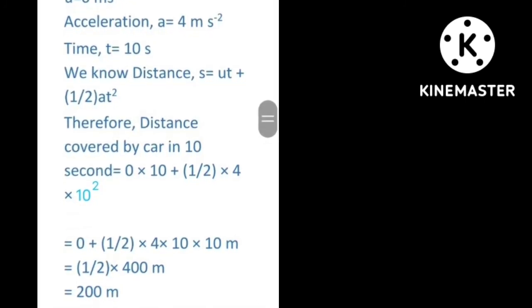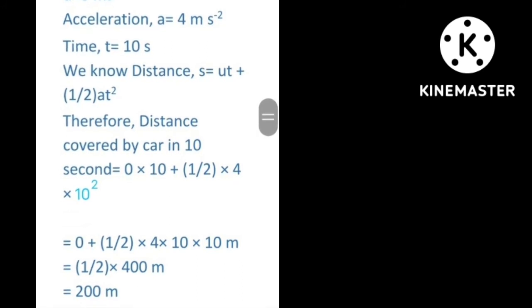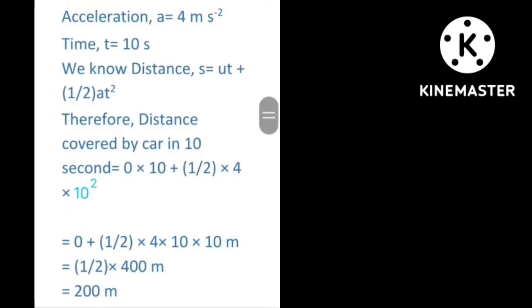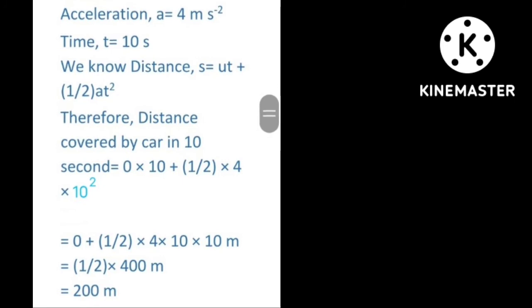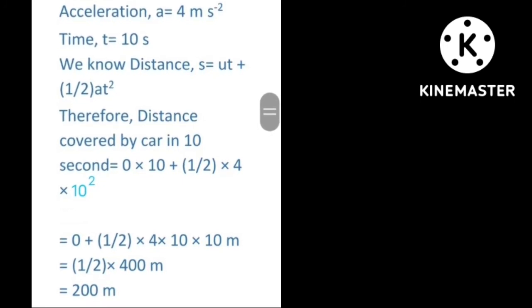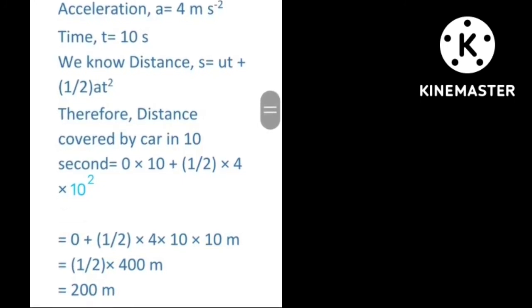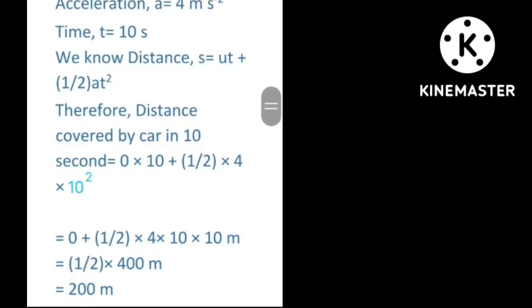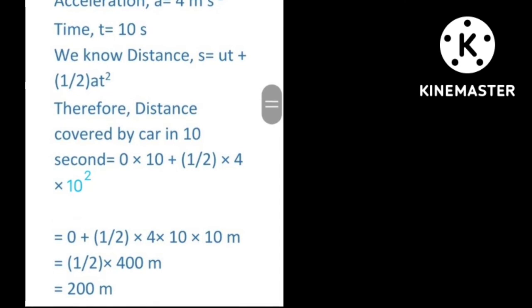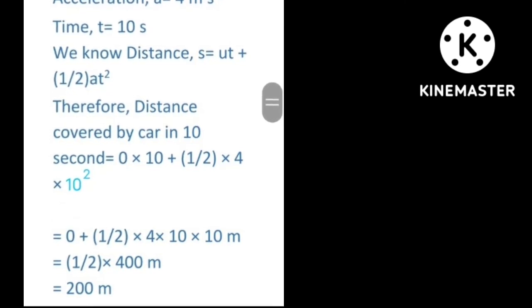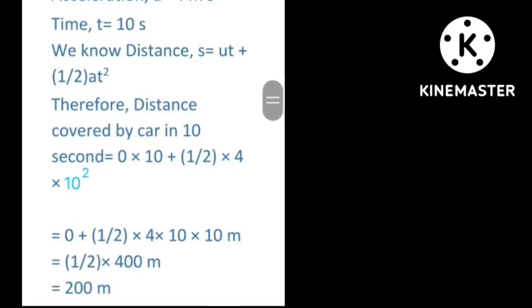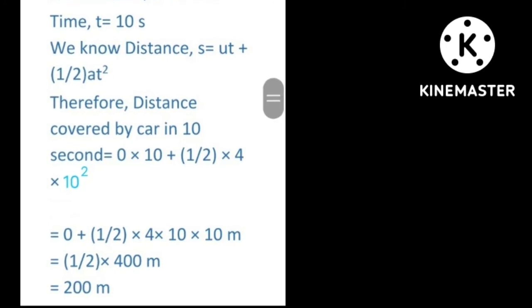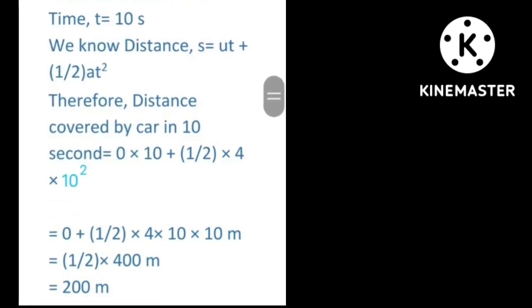Then we will get s is equal to u into t, that is 0 into 10, plus half into a, that is 4, into t square, that is 10 square. So that will be 0 plus half into 4 into 100. So that will be half into 400, that is equal to 200 meters, right?